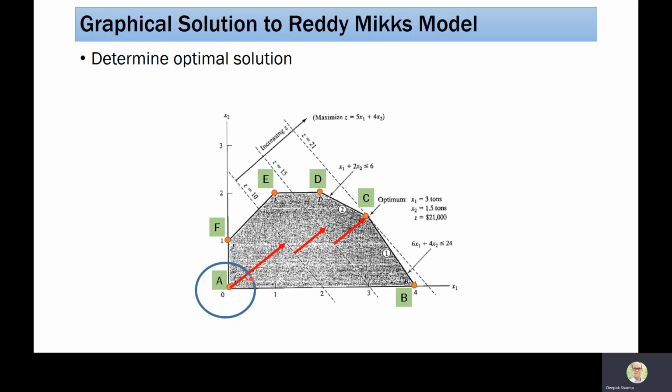So here we understood that with this line, the solution is x1 equals 3 tons, x2 equals 1.5 tons, and z equals 21,000. So x1, x2 is the optimum solution with function value z equals 21,000. This is how, graphically, for a maximization problem, we move away from the origin so that we get the last point on the feasible search space. This is what we are trying to improve.